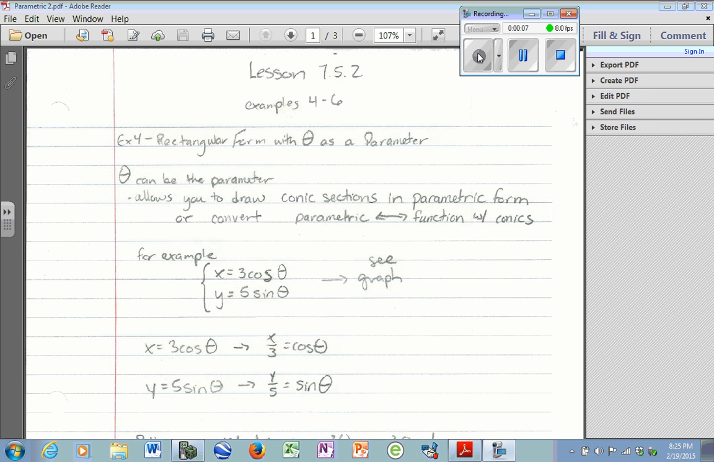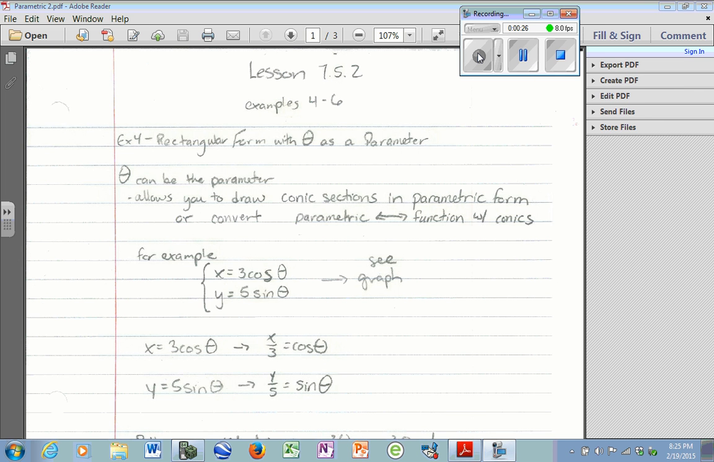Here we go, lesson 752. We're going to be covering examples 4, 5, and 6 in the second half of our lesson on parametric equations. Are you ready? Are you ready? Well, you're watching this, so you better be. So let's start up here at the top with example 4.